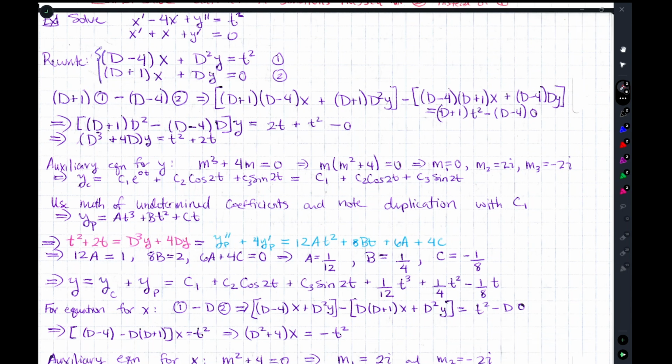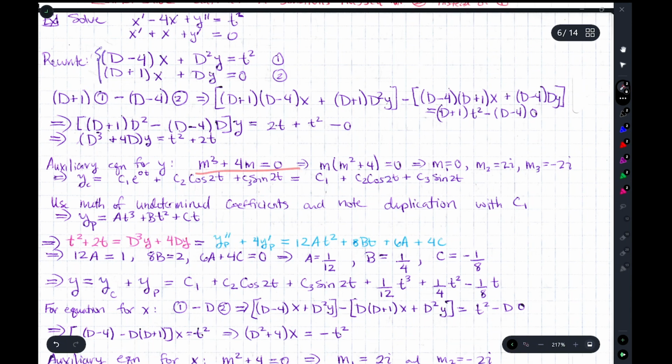How do we solve that? Well, we have constant coefficients, so we're going to take the auxiliary equation, we're going to use the method of undetermined coefficients at the end of the day to solve this, because we also have a polynomial term here, and we know that the method of undetermined coefficients works for that.